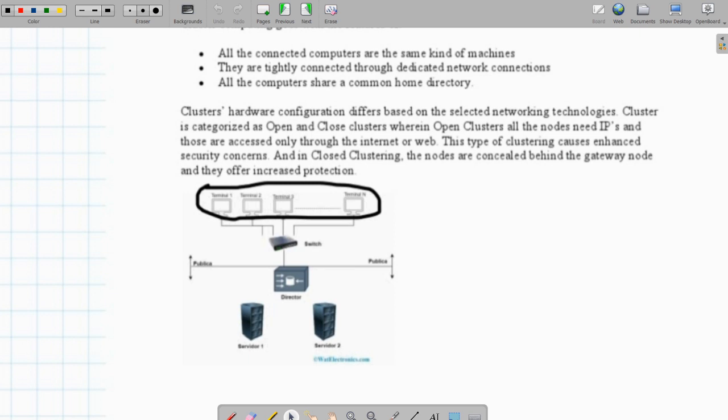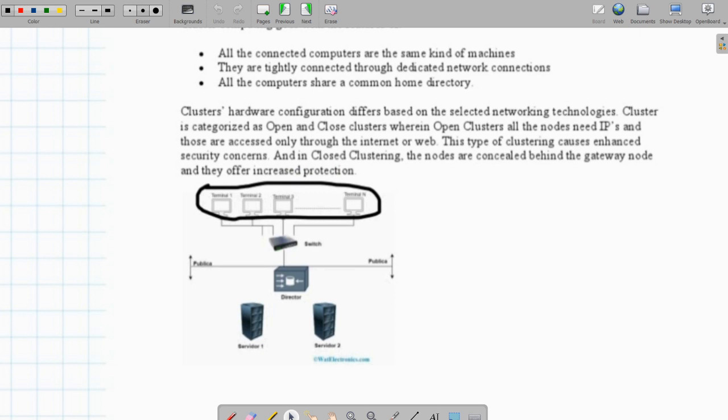Now, let me look into closed clustering. In closed clustering, what happens? The nodes are concealed behind the gateway node, and they offer increased protection. That means it is something which you don't actually access through the internet or web. Rather, it is accessed via something called intranet.